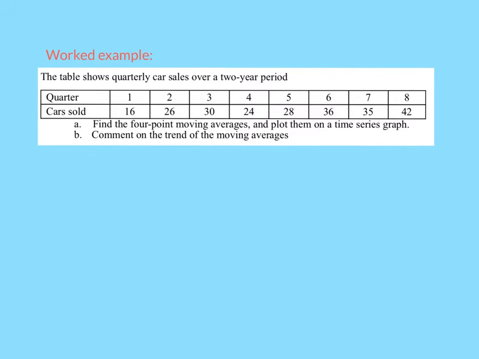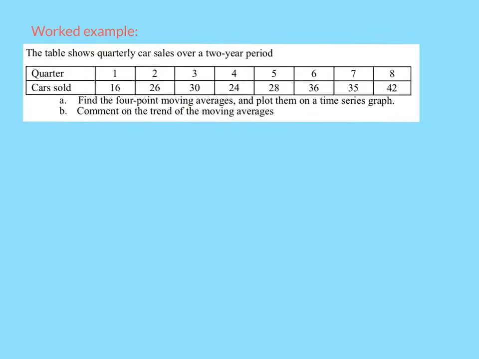In this worked example, we're looking at quarterly car sales over a 2-year period. So in this case, you've got the first 4 quarters, and then instead of doing 1, 2, 3, 4, they've done 5, 6, 7, 8. So you've got the first year and the second year, and the number of cars sold. First of all, we need to find the 4-point moving averages and then plot them on a time series graph. So let's find the 4-point moving averages first.